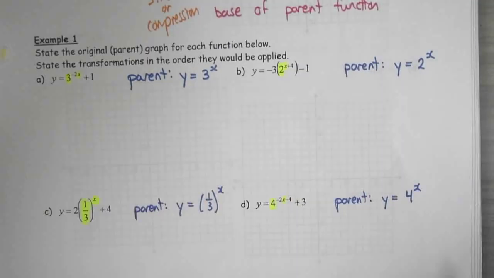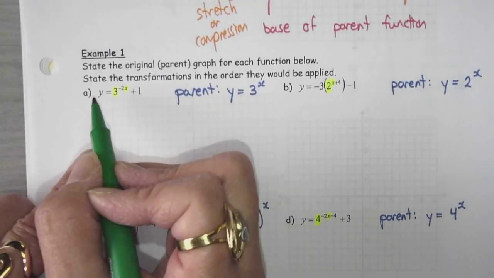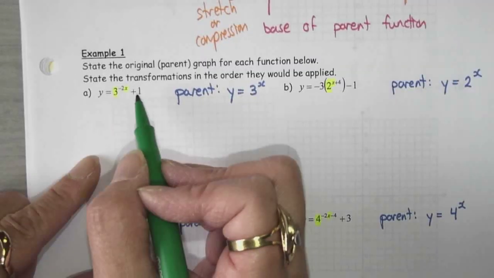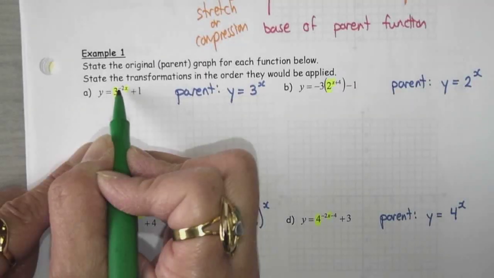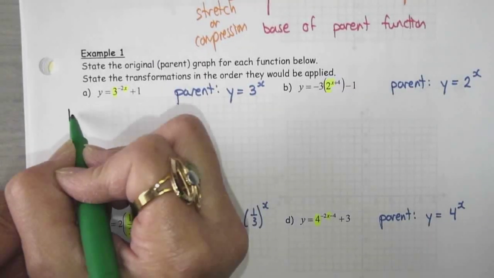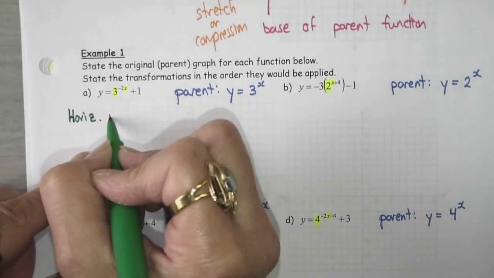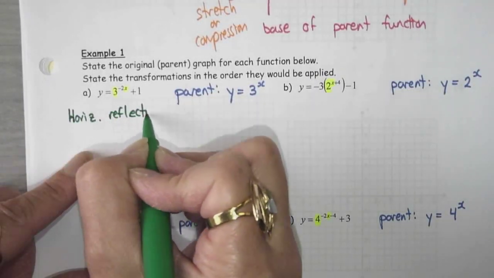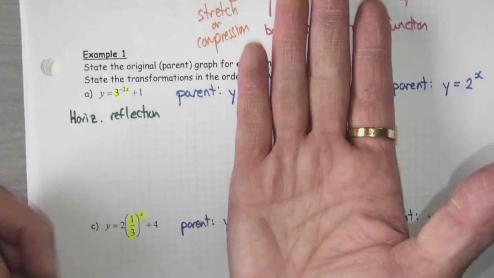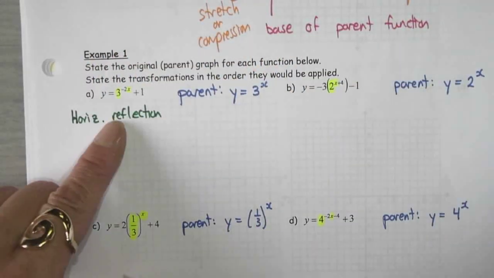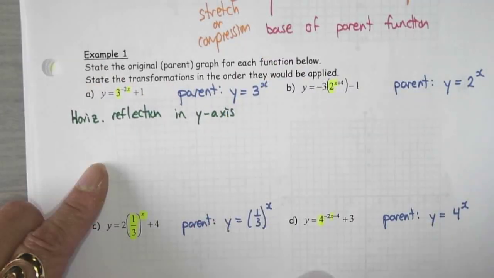So here, nothing in front, right? Nothing in front, so no vertical there. But there's a number after it, so that's a vertical after. I usually go left to right, so that we always do the addition and subtraction at the end. So I start with the base. I have a negative there, so that would be a horizontal reflection. Right, because of the negative, does that make sense? It's negative, so that means it's a reflection, left to right. Horizontal reflection, and we can say in the y-axis. It's flipped over the y-axis.